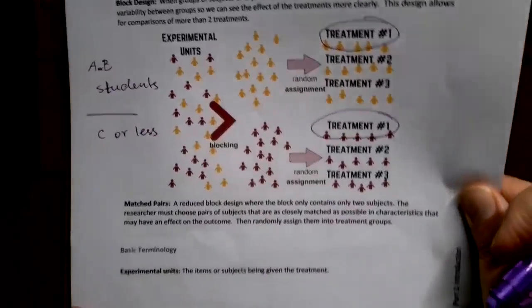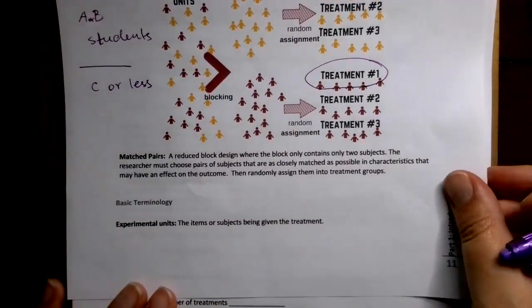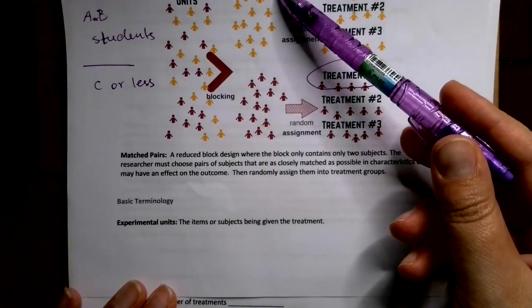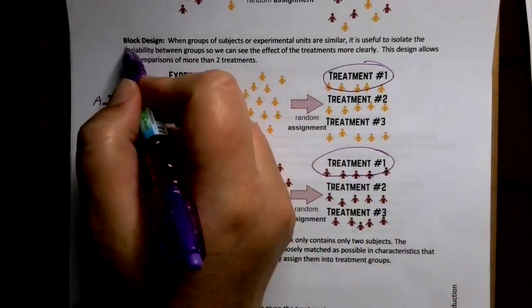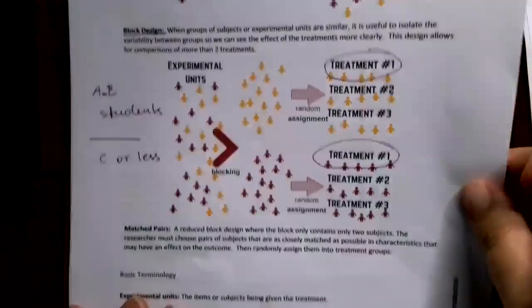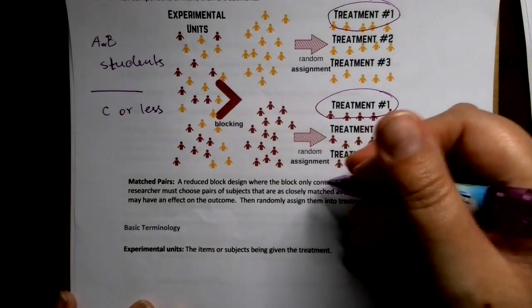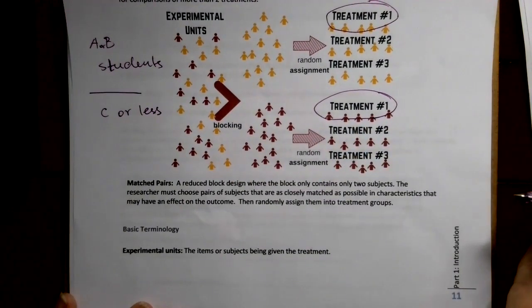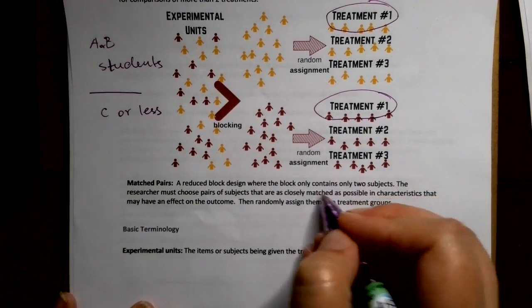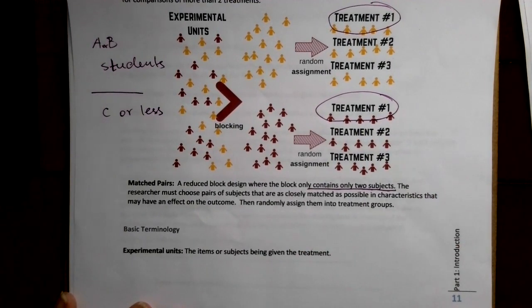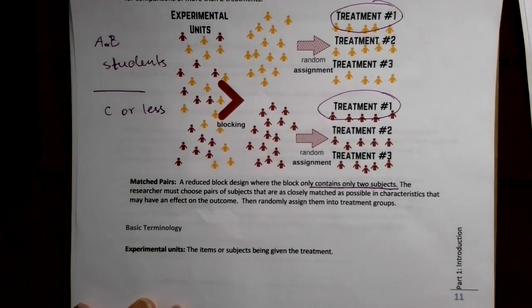Okay, let's talk about matched pairs. By the way, the name of the previous design is a block design. So this is a block design experiment. And then the next is the matched pairs design. It's basically a reduced block design, where your block contains only 2 subjects or 2 groups. I have only 2 groups to assign my subjects to.